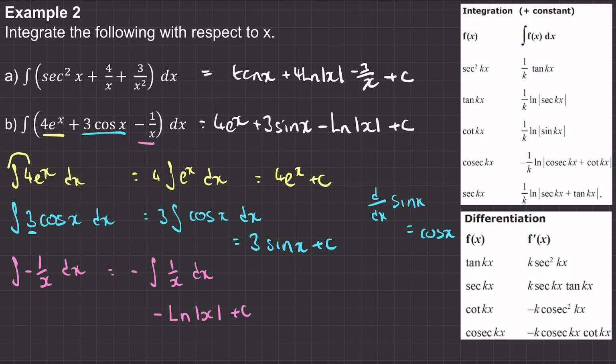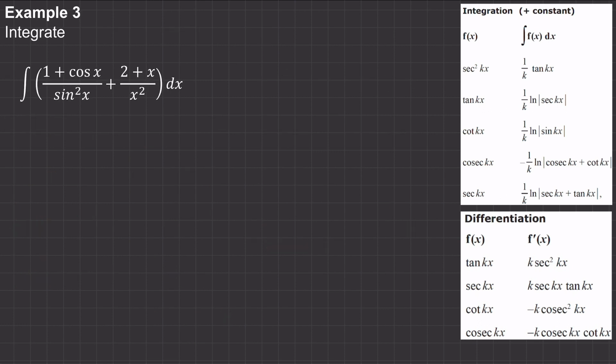Let's try one final question. Okay, so in example 3, this is an exam style question, and we need to use the integrals both from the integration and the differentiation by working backwards. So the first thing we'll do is we'll try and simplify this fraction. So we can break this up into the integral of 1 over sine squared x plus cos x over sine squared x. We know that this is the same as the integral of cosec squared x.